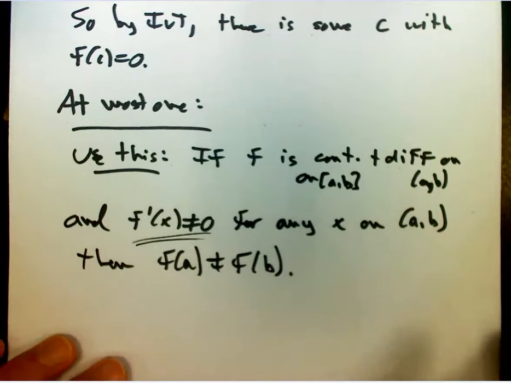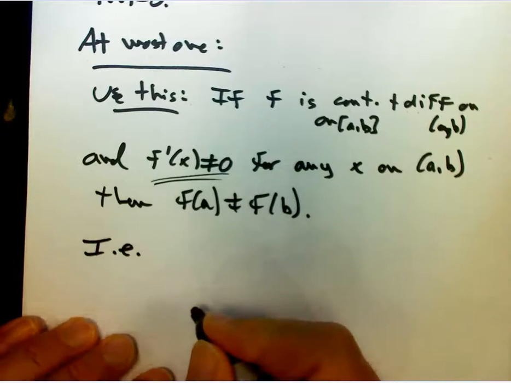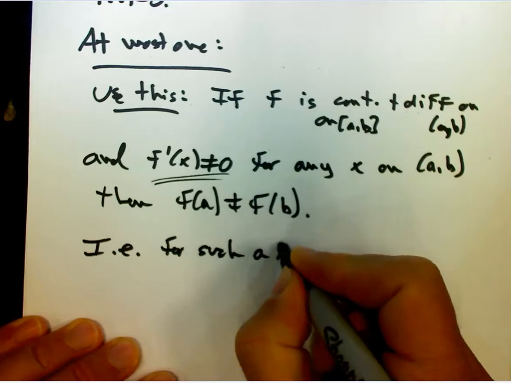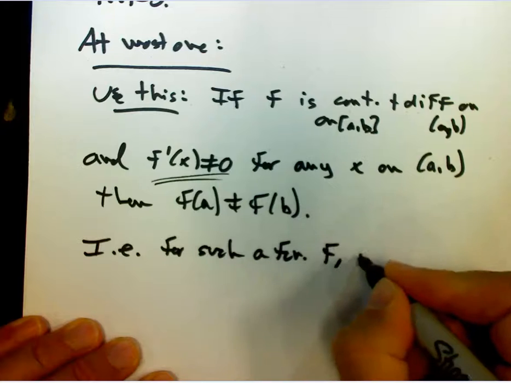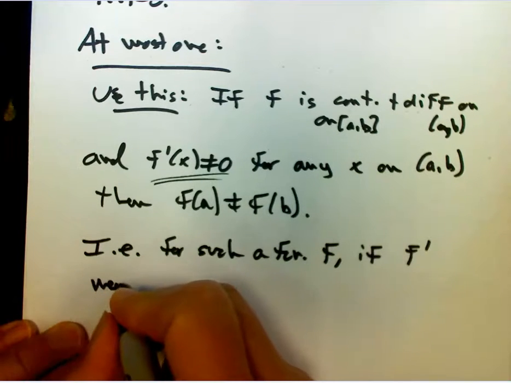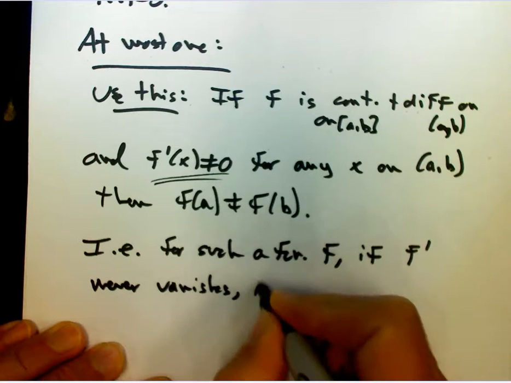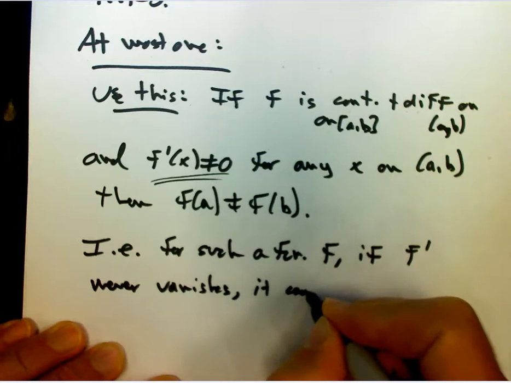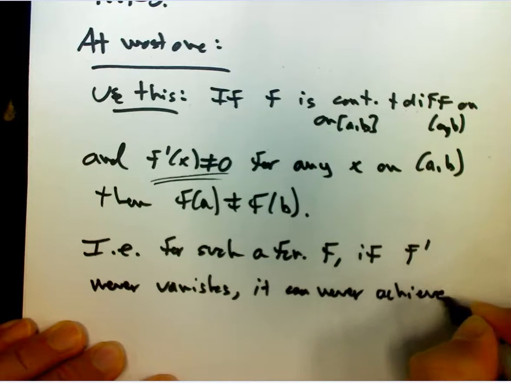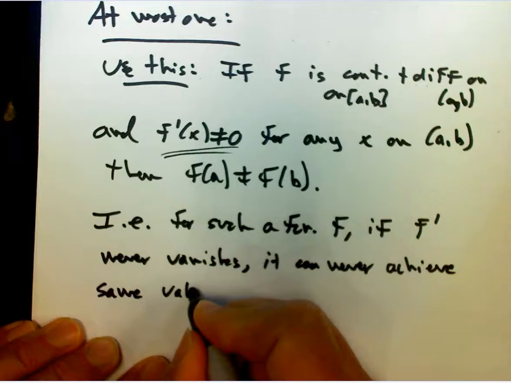So, in other words, for such a function f, if f prime never vanishes, it can never achieve the same value twice.